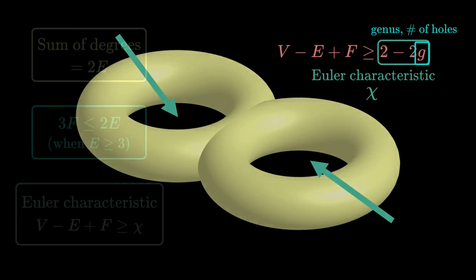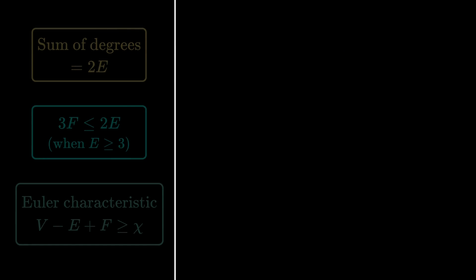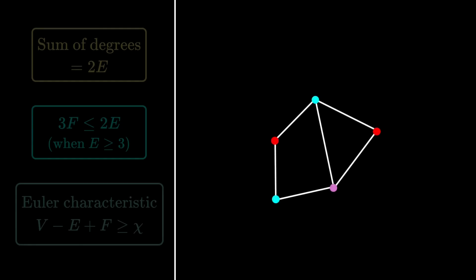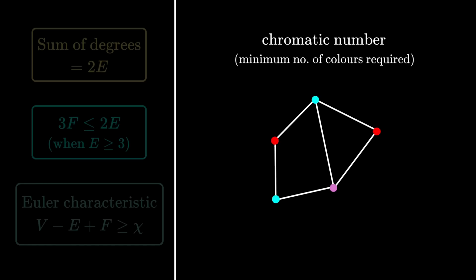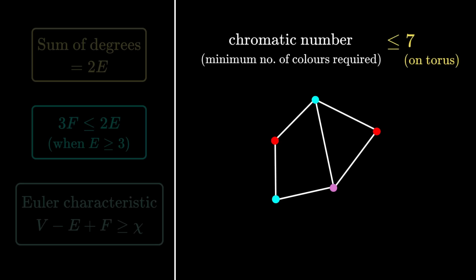But let's leave all these aside for a moment. For any graph you care to draw on a plane, torus, and so on, we can define its chromatic number. That is, the minimum number of colors required so that no neighboring vertices share the same color. The 7-color theorem is that this number is at most 7 on the torus.